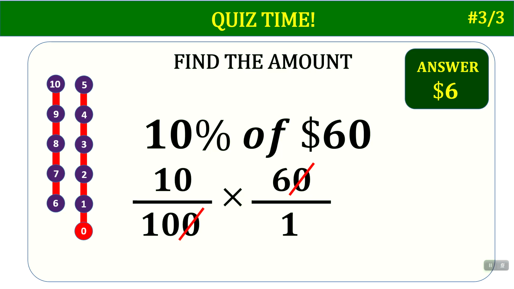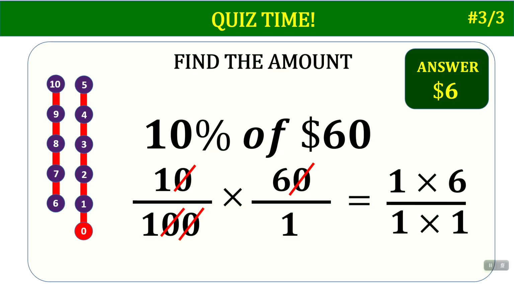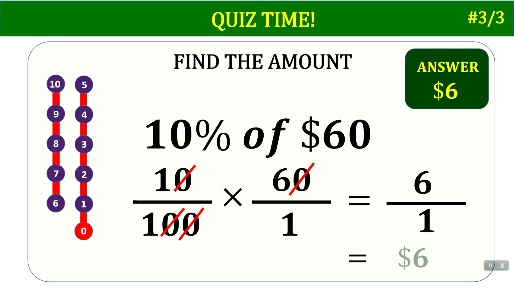And I see a pair of zeros, so I'm going to cancel that 0 and that 0, and I'm left with 1 times 6 over 1 times 1. 1 times 6 is 6, 1 times 1 is 1, 6 divided by 1 is 6. If you recall, 10% is really 1/10. And 1/10 of 60 is 6.